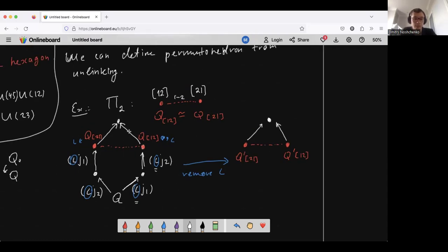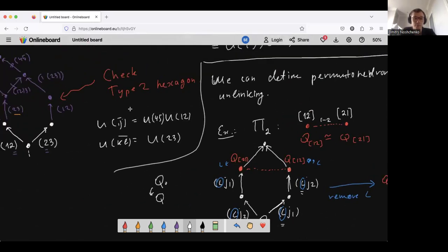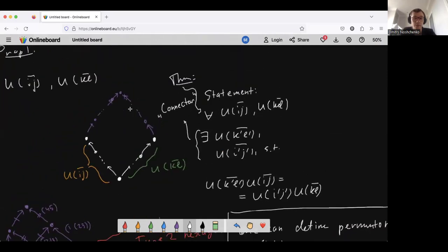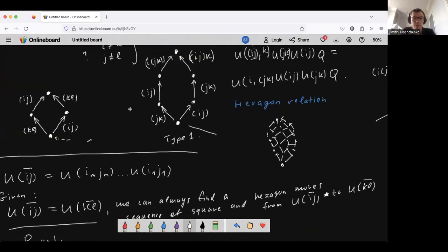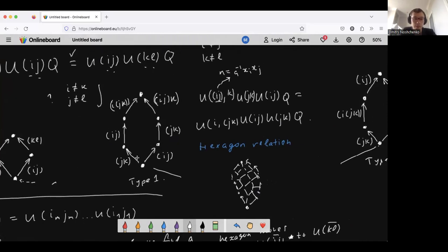But this step, the last step in the hexagon, maybe let me just go back to the definition of the unlinking hexagon. Yeah, so here iota has been a repeating index. And for example, for the type 1 hexagon, which we use to generate the permutohedron of pi 2, the repeating index was j. And j is not applied here, nor here.